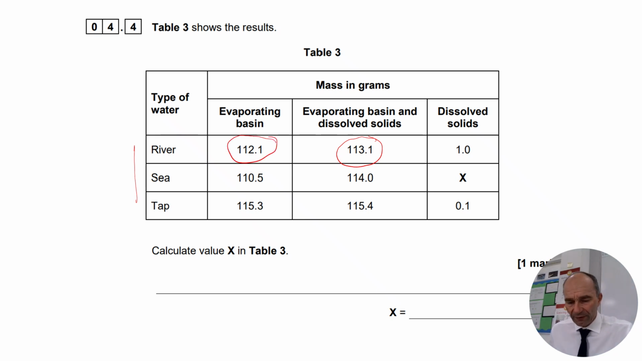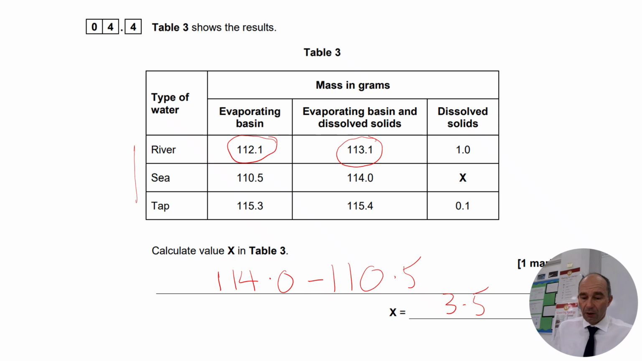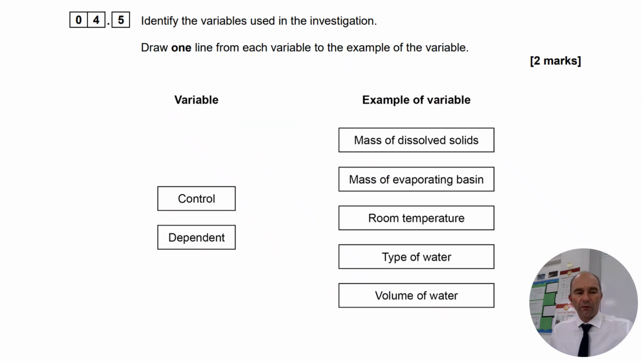So we just need to do the same thing for the seawater. So the calculation is 114.0 minus 110.5. If you need to use your calculator, do so, but you should get an answer of 3.5 grams. Only worth 1 mark because it's a relatively straightforward calculation. Okay, now moving on to 4.5.